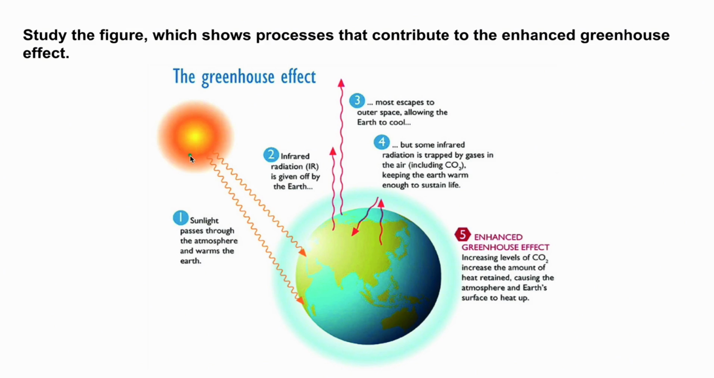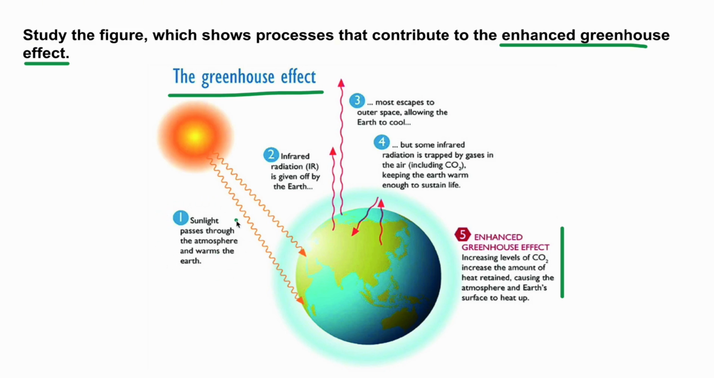So you have to look at the direction of the arrows, and sometimes you have to look at the magnitude of the arrows too, so how big or how small the arrows are. In this case, the diagram shows you processes that contribute to the enhanced greenhouse effect. And in fact, the diagram shows you two different parts. The first part tells you what is the greenhouse effect, and eventually it tells you what is the enhanced greenhouse effect. So if you look at the progression here, number one, sunlight passes through the atmosphere and warms the earth.